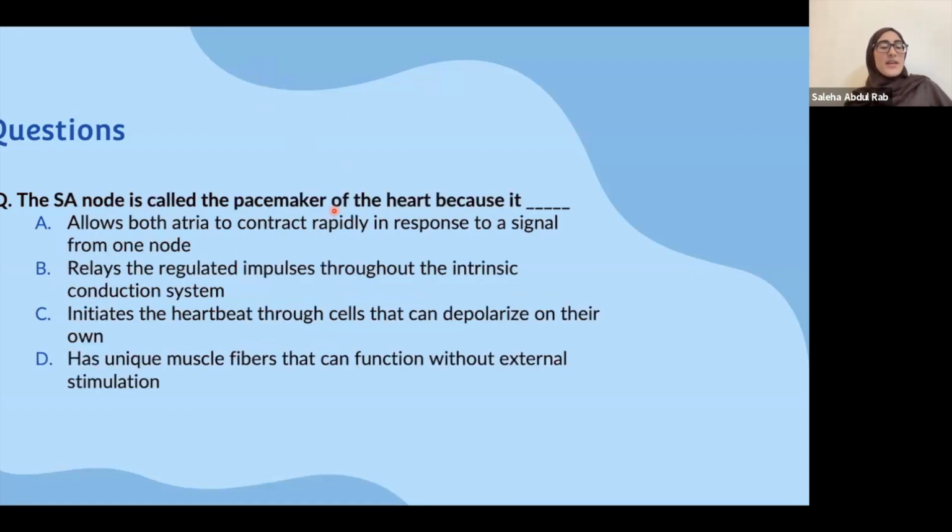The next question. The sinoatrial node is called the pacemaker of the heart because of what? I'm going to let you guys read this. Is it A, that it allows both atria to contract rapidly in response to a signal from one node? Is it B, relays the regulated impulses through the intrinsic conduction system? Is it C, initiates the heartbeat through cells that can depolarize on their own? Or is it D, has unique muscle fibers that can function without external stimulation?